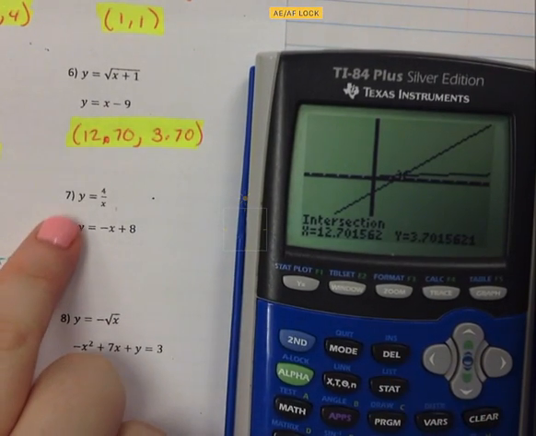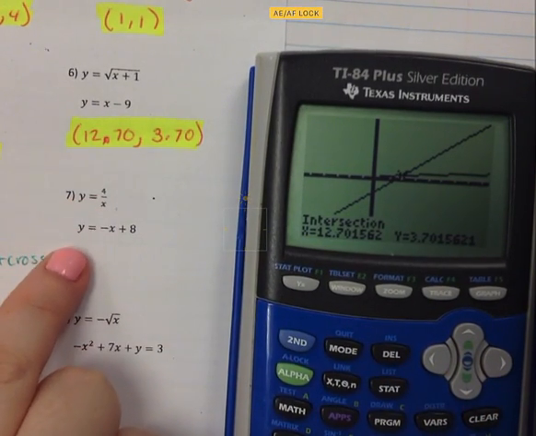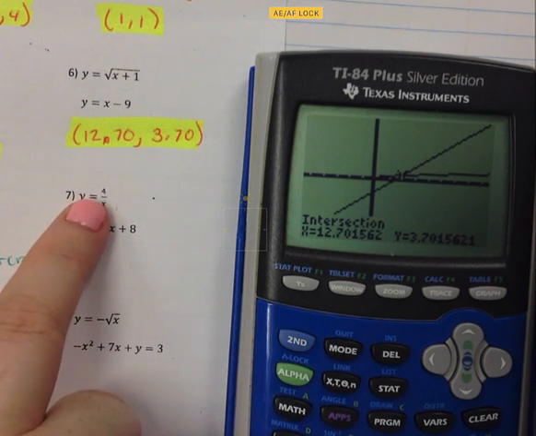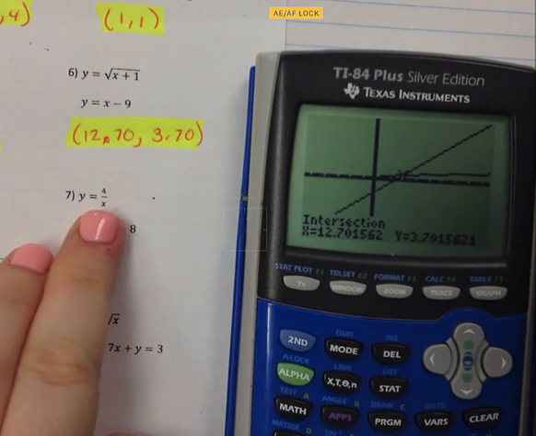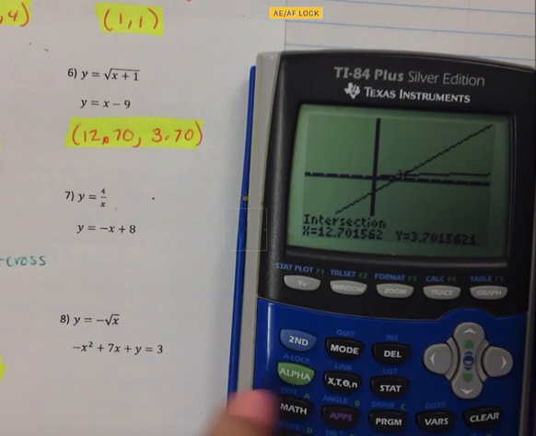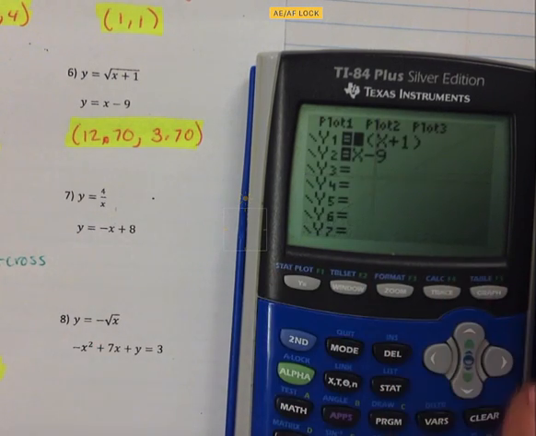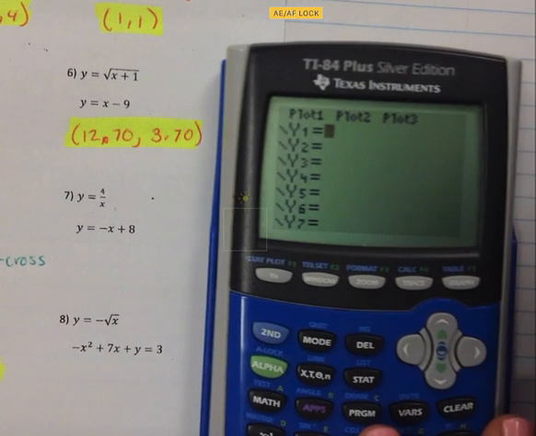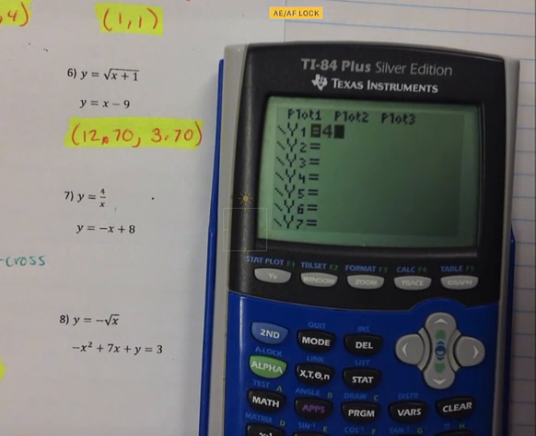On number 7, we have y equals 4 over x and y equals negative x plus 8. Now this is a different type of equation than we saw on number 5, something like that. So we know it's going to be split apart like number 5 was. So go to y equals. They're both in y equals format, so we can go ahead and type them in. So we type in 4 divided by x as you see it, and then negative x plus 8.